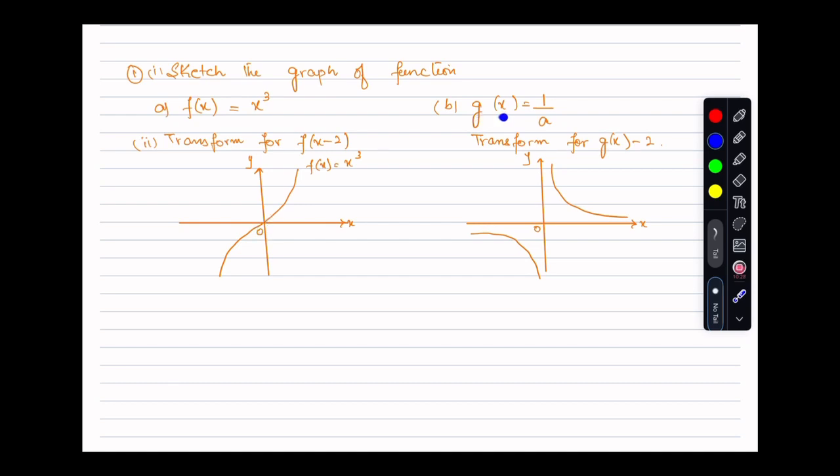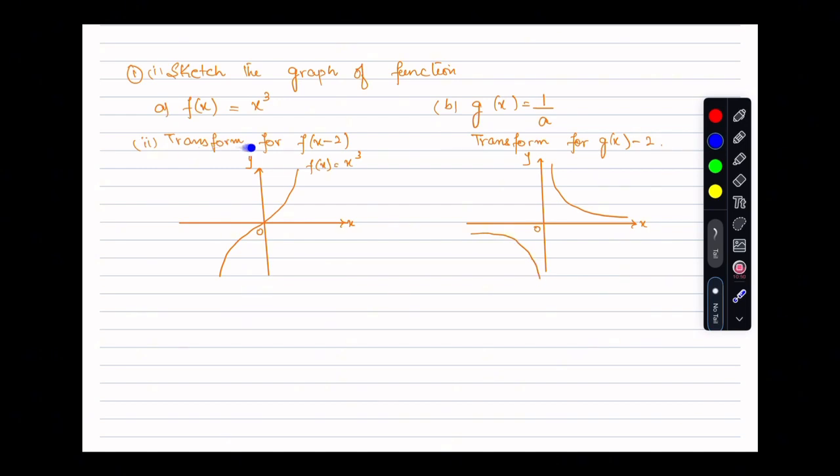The second question says g of x equals 1 by x. I need to sketch the graph of the function. g of x equals 1 by x will be asymptotic towards the x-axis and towards the y-axis, and it will be in the first and the third quadrant. Therefore, I can say that the two graphs are going to be sketched over here.